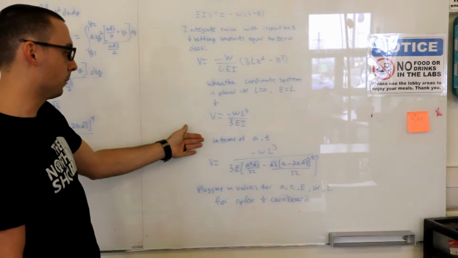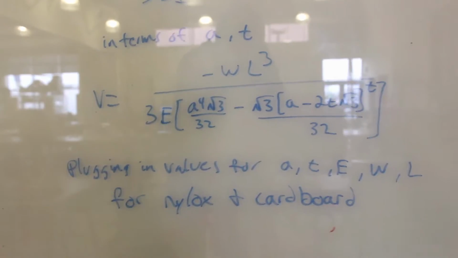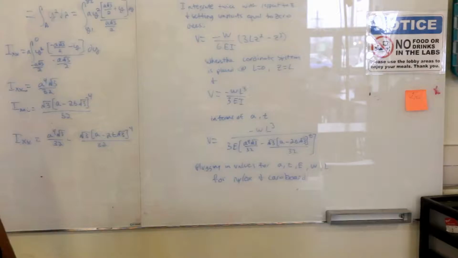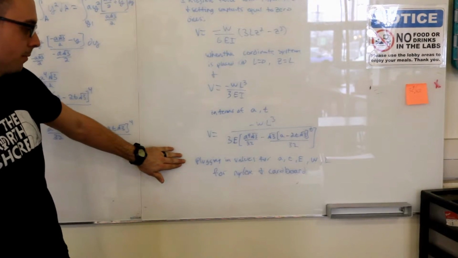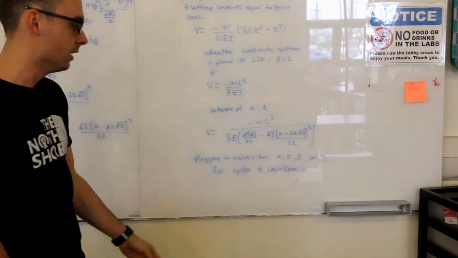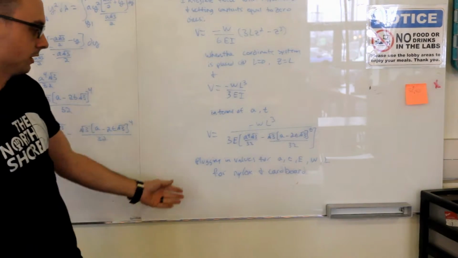So when we plug in terms of A and T for IXX, we have this little bit daunting equation here to show the overall deflection in terms of A and T. This makes it convenient for running the simulation on multiple different geometries, so we can plug in any value for A and T and any value for E, W, and L that we want to find overall deflection for different materials and different sizes of the geometry.